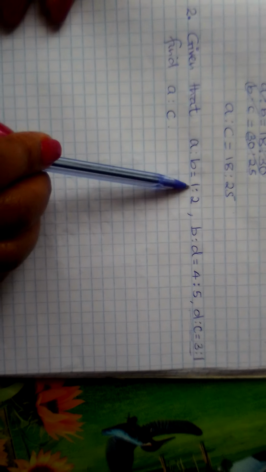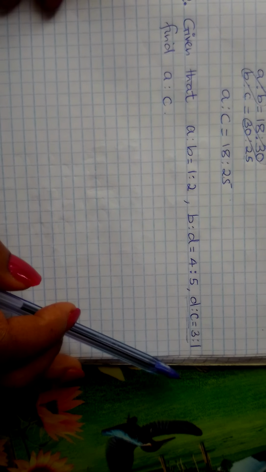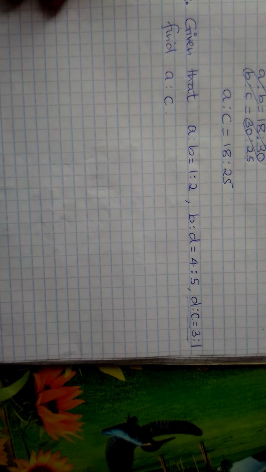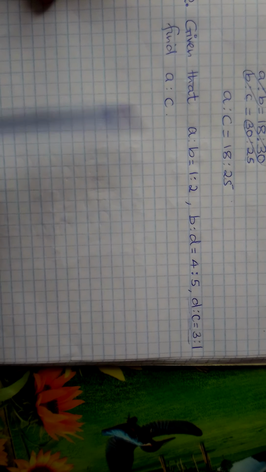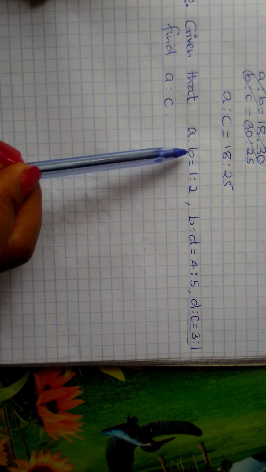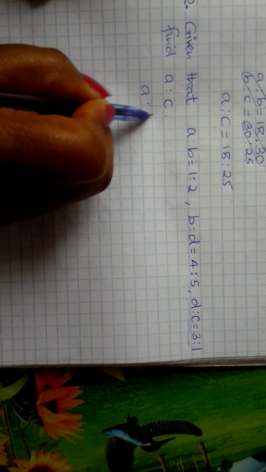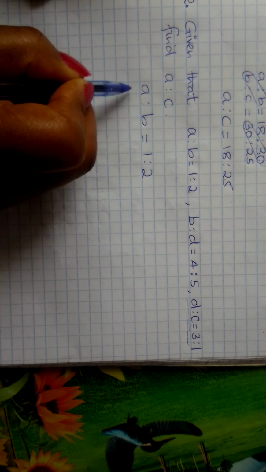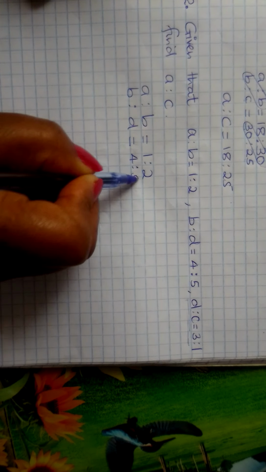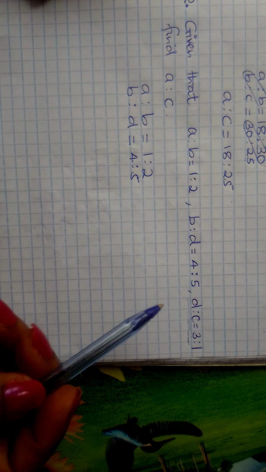Given that A is to B is 1 is to 2, B is to D is 4 is to 5, and D is to C is 3 is to 1. Find A is to C. So here you are given 3 ratios. So what is A is to C? So learner, what you do is that you write down the first 2. A is to B is equals to 1 is to 2, and then B is to D is equals to 4 is to 5. So we handle these just like the way we have handled question 1.